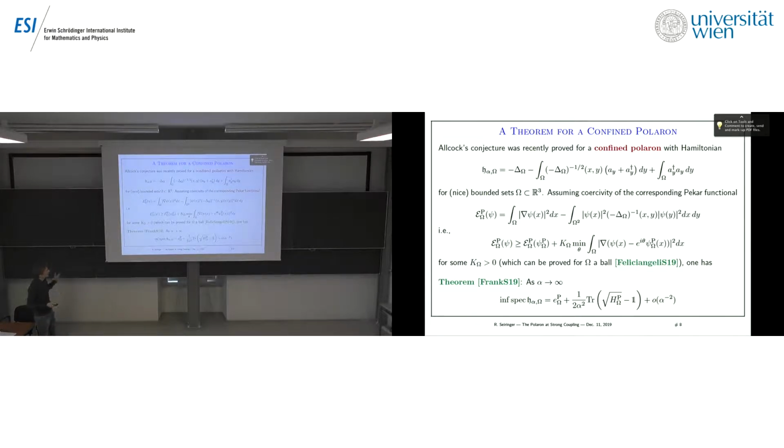So it enters as an assumption here that there is a unique minimizer of this Pekar functional and a strictly positive Hessian close to this minimizer. This is an assumption we can prove for a ball. This is joint work with my student Dario Feliciangeli, also from last year. But for a general domain, we can't actually prove that, so it enters as an assumption here for this theorem.